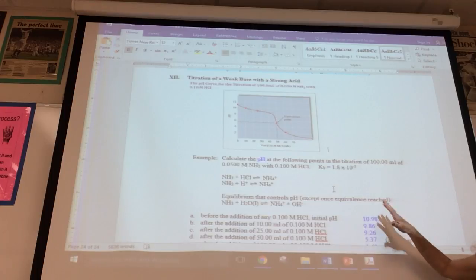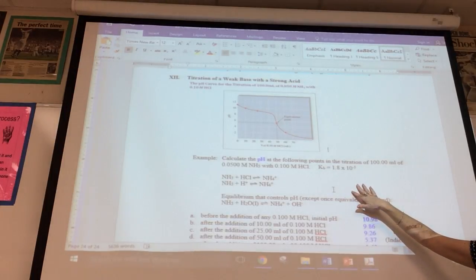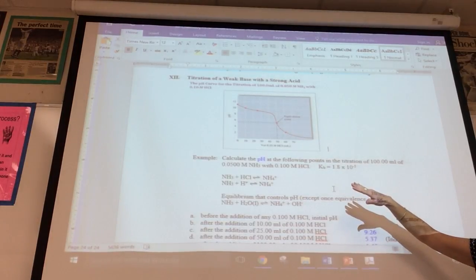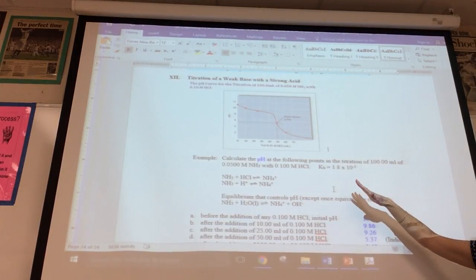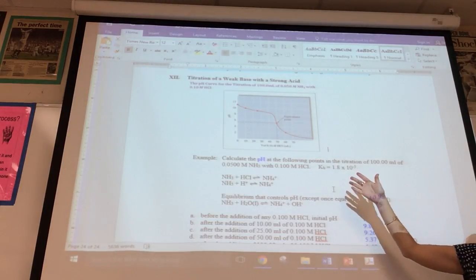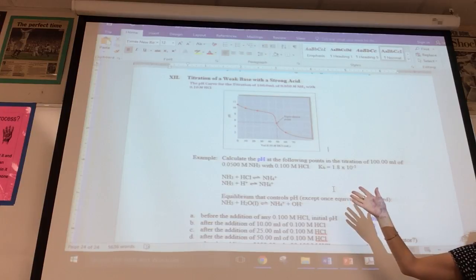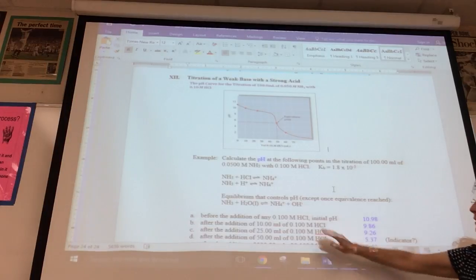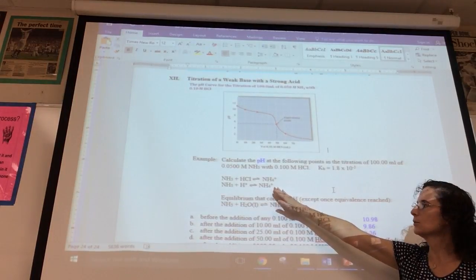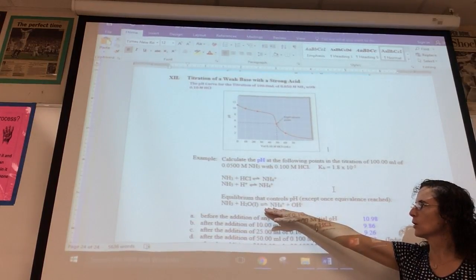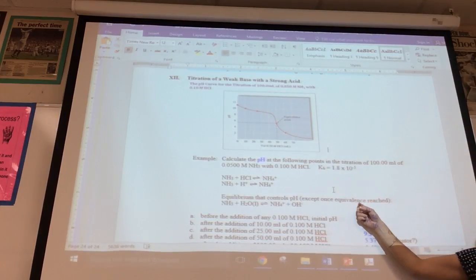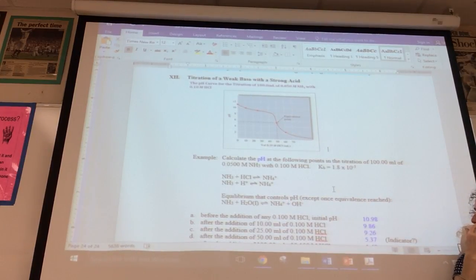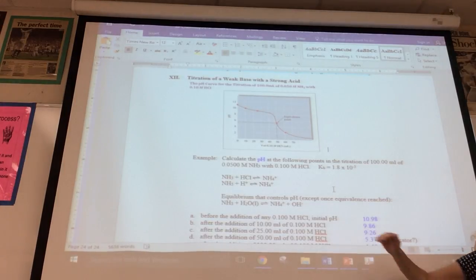What we're going to do here is exactly what we did previously. It says calculate the pH at the following points in the titration of 100 mils of 0.05 molar ammonia, a weak base, with the strong acid, hydrochloric acid, and this is grossly similar to one of the titrations you'll be running in the lab on Monday. Kb is given. The equations are here. Again, this is showing the neutralization reaction. This is the reaction that controls pH, except once you get to the equivalence point, then you're going to have a different reaction, and we'll get to that.